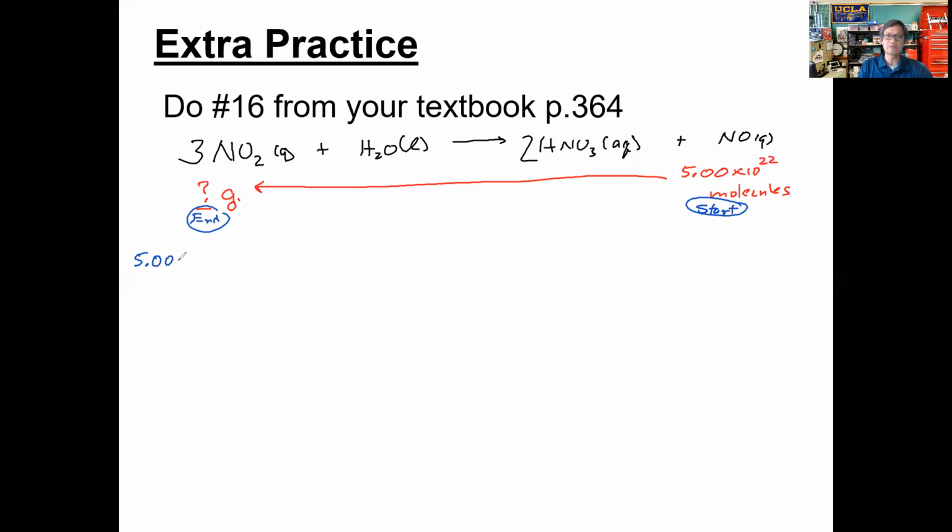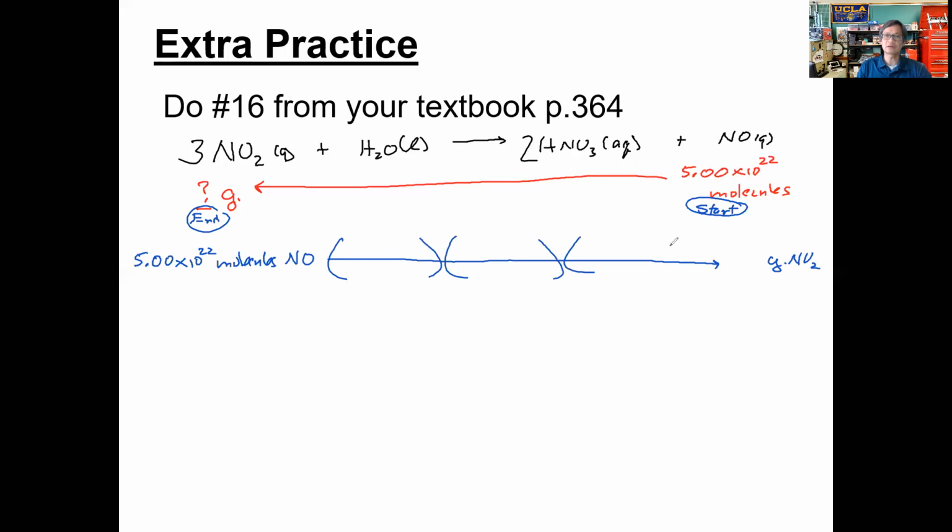So we were given 5.00 times 10 to the 22nd molecules of NO, and we are solving for grams of NO2. So that's our conversion, folks. Now we have to figure out what the conversion factors are in order to get that done. And if this is stoichiometry, we're going to use 3 conversion factors.